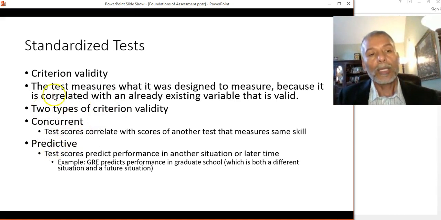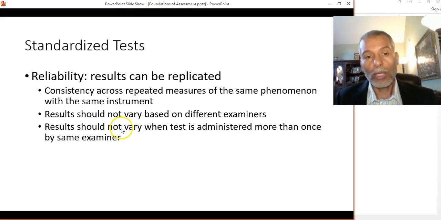And all of these items, again, have to be explained in the test manual. And we basically trust that if a company publishes a test, then most likely it is valid and reliable, because they do a lot of testing and have to report this by law.